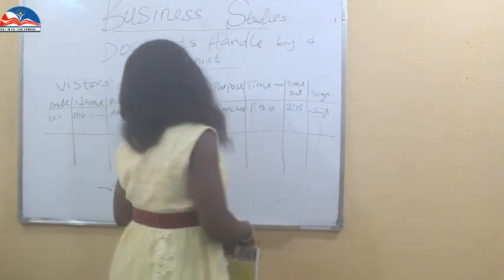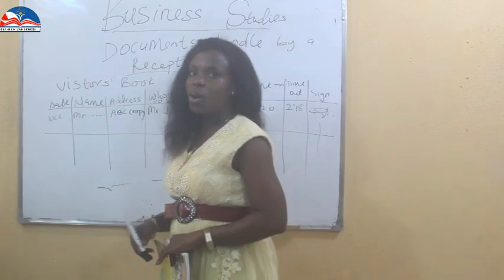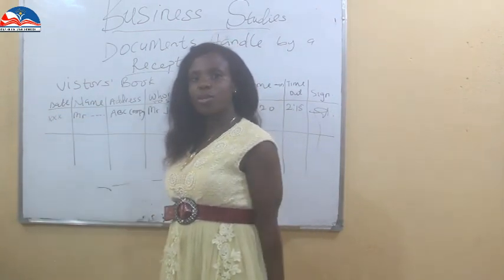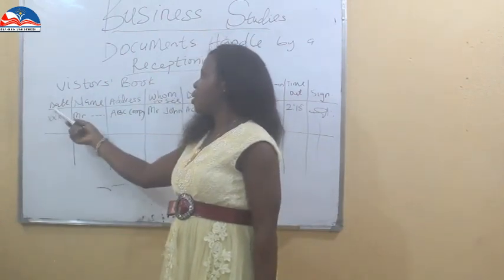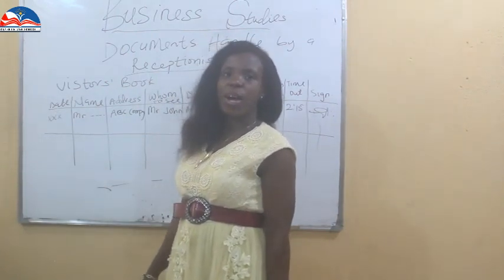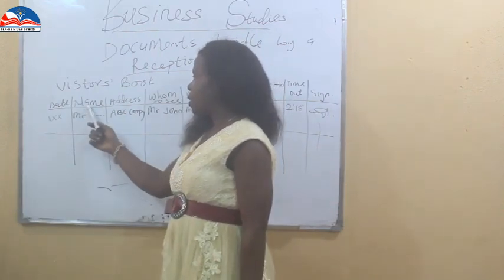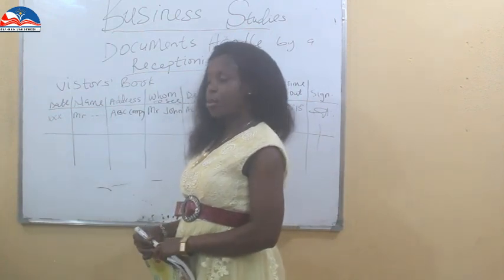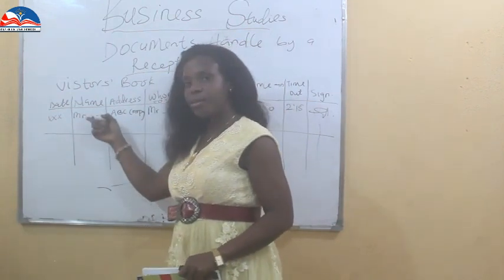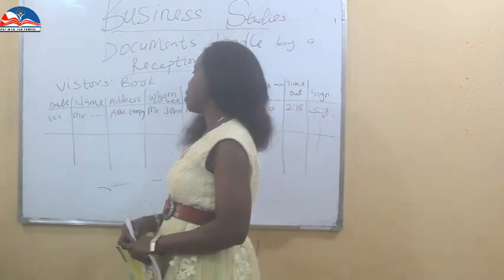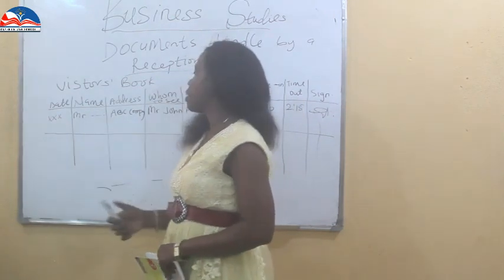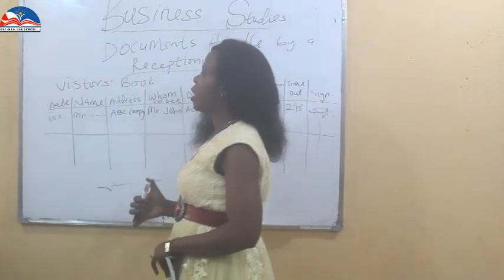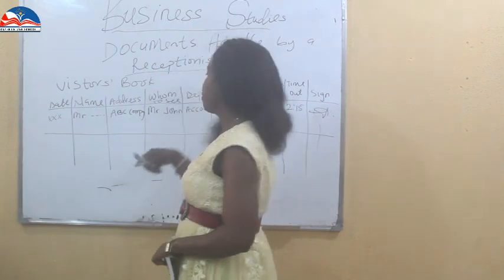Now let's take for example that on a set date, on the 1st of the month, Mr. John visited X and Y company. Let's say Mr. Alex, because I'm using John here. Let's say Alex visited this company. He wrote his name as Mr. Alex. His company is ABC company and he's visiting XY company.